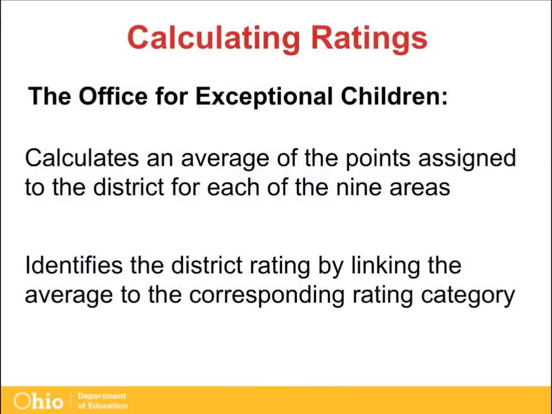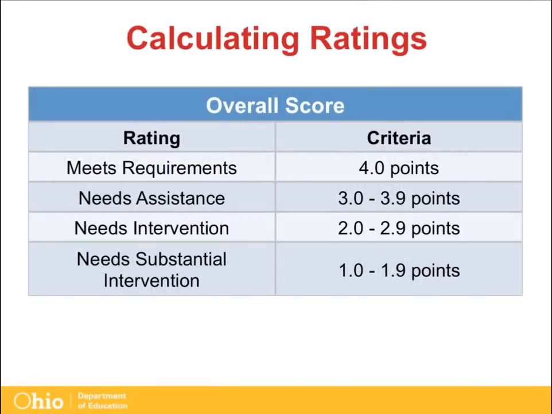To determine each district's overall rating based on 9 different measures, the Ohio Department of Education Office for Exceptional Children first calculates an average score by dividing the district's total points across measures by the number of measures for which the district has data. This will be no more than 9, but not every district has data for every measure each year. After calculating the average, the department identifies the district's rating by linking the average to the corresponding rating category. This table shows the point ranges for each rating category.